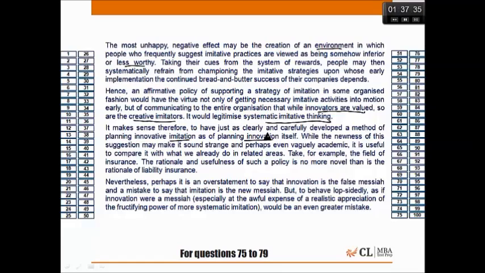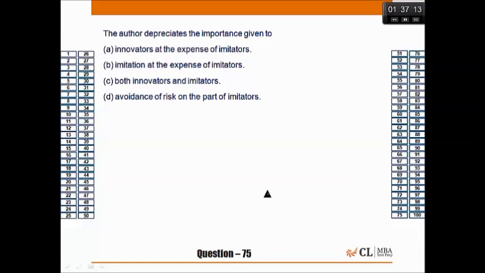Nevertheless, perhaps it is an overstatement to say that innovation is a false messiah and a mistake to say that imitation is a new messiah. Okay. But to behave lopsidedly as if innovation were a messiah, especially at the awful expense of a realistic exploration of the fructifying power of more systematic imitation, would be a greater mistake. Okay, this is perfect. Both innovation and imitation required. That's all he's saying. The author negates the importance given to innovators at the expense of imitators.